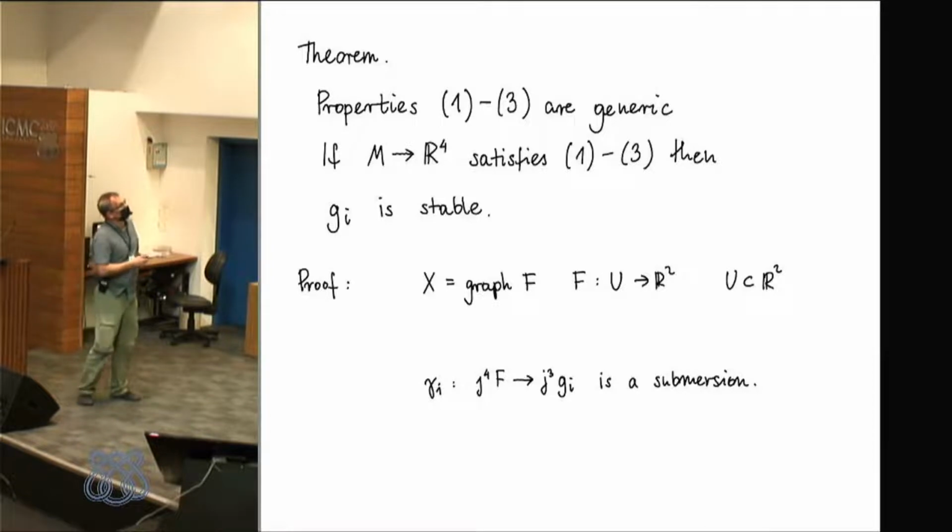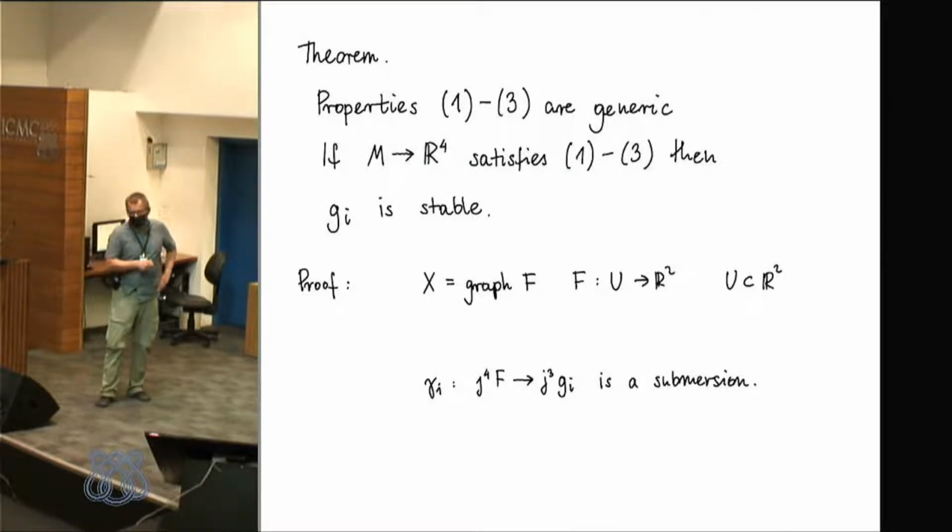And then the theorem is the following. Properties 1, 3 are generic, and if M satisfies 1, 3, then G_i is stable. And we prove it in the usual way. We have this graph F. This X is given by the graph of F. Then we have a map gamma_i from the 4-jet of F to the 3-jet of G_i, and we prove that this is a submersion.